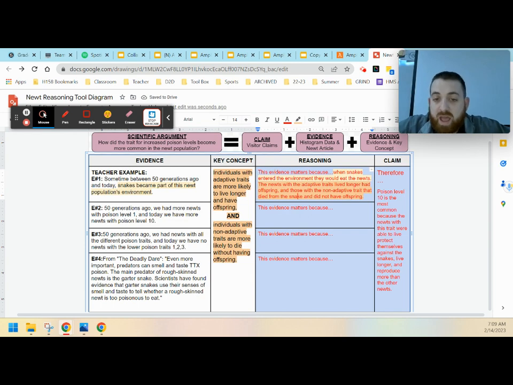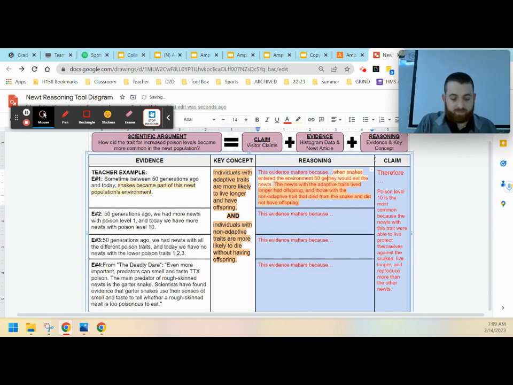So notice the evidence matters because when snakes entered the environment 50 generations ago, they would eat the newts. The newts with the adaptive traits lived longer and had offspring, and those with the non-adaptive traits died from the snakes and did not have offspring. So I'm pulling in what the evidence is, I'm pulling in what the key concept says, and all of this helps to support this idea that poison level 10 is the most common.